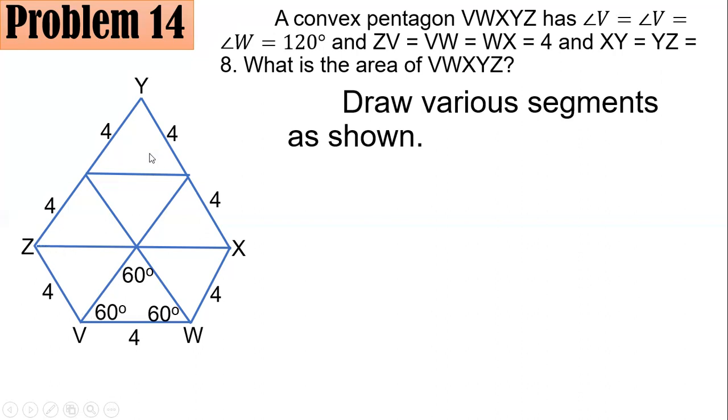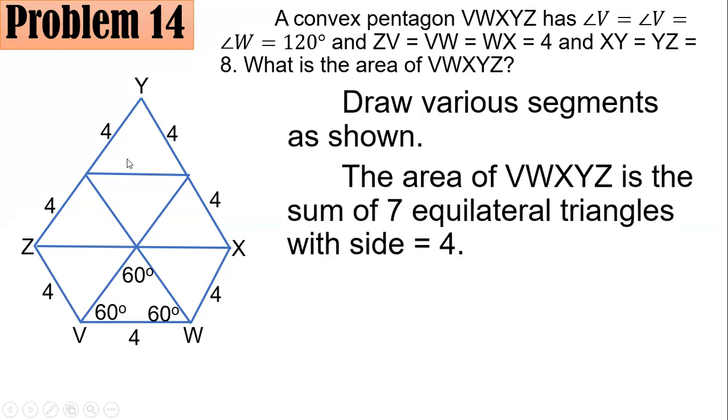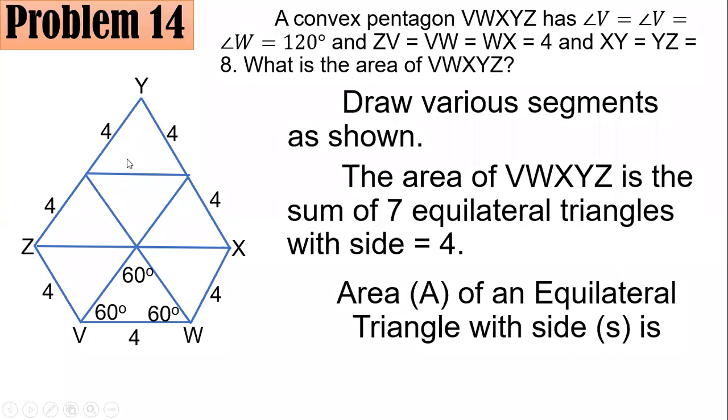And the area of this figure is equal to the sum of the areas of these 1, 2, 3, 4, 5, 6, 7 equilateral triangles of side 4 units. Thus, we can therefore say, I hope maybe you could do some research on this. I will no longer derive the formula, but the area of an equilateral triangle with side S is the side squared times square root of 3 divided by 4.